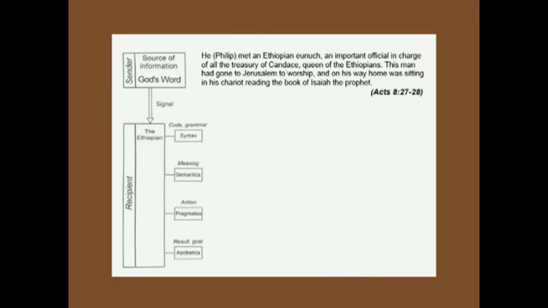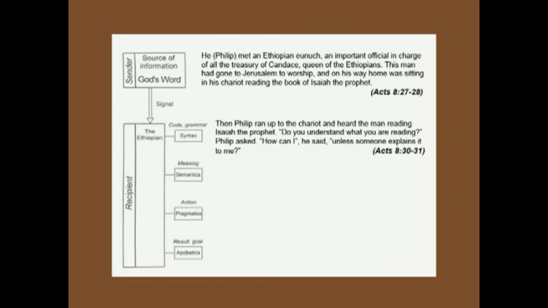And then when he was traveling home, and he was in the desert, you see the situation is written here in Acts 8, verse 30 to 31. Then Philip ran up to the chariot and heard the man reading Isaiah the prophet. Do you understand what you are reading? Philip asked. How can I, he said, unless someone explains it to me.